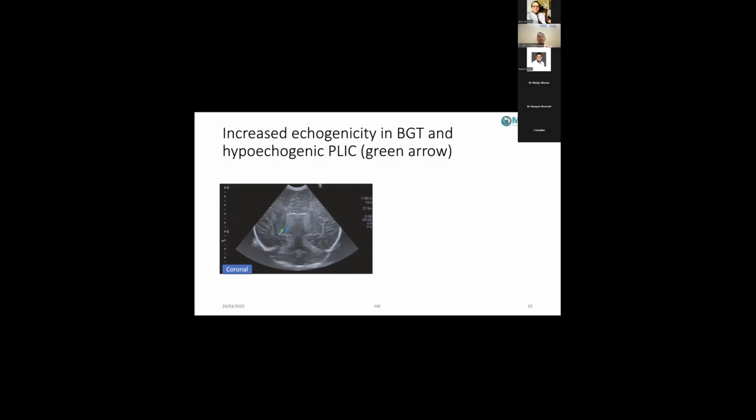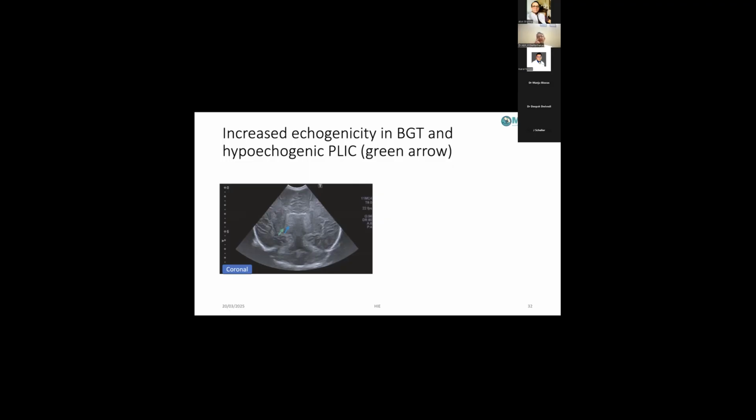And myelin is very reflective because it is made of fat. It has a reflective surface. So in ultrasound, it should be reflective. Whereas your basal ganglia and thalamic area should not be reflective because they do not have myelin covering on it. So in terms of the ultrasound language, your BGT should be hypoechoic, whereas your PLIC should be hyperechoic.